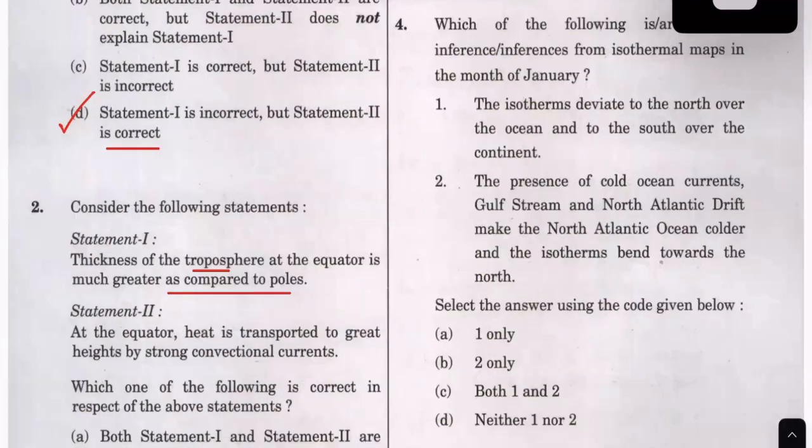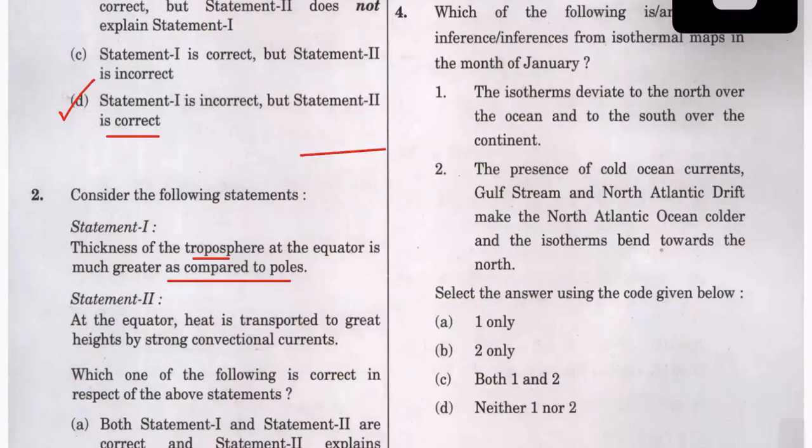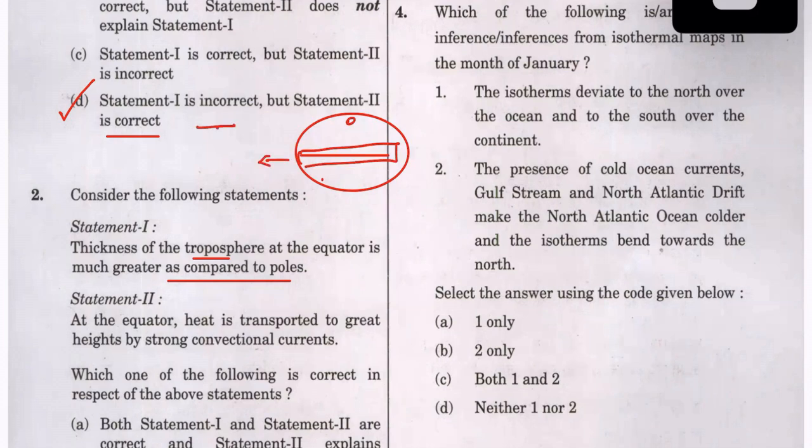Now again, imagine this fact at the equator. So you will have the Earth which is there. At the poles, the temperature is actually very low. At the equator, the temperature is actually higher, and hence the troposphere is a large part here.